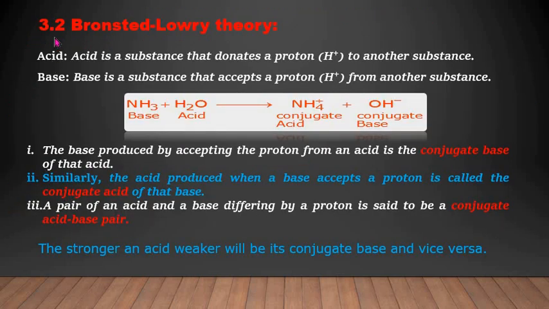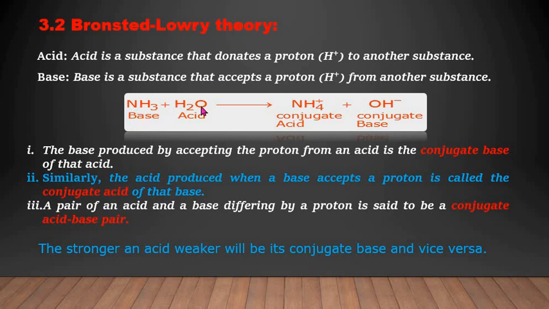The second theory is the Bronsted-Lowry theory. As per the Bronsted-Lowry theory, an acid is a substance which donates a proton to another substance, and a base is a substance which accepts a proton from another substance. A proton is the H+ ion.